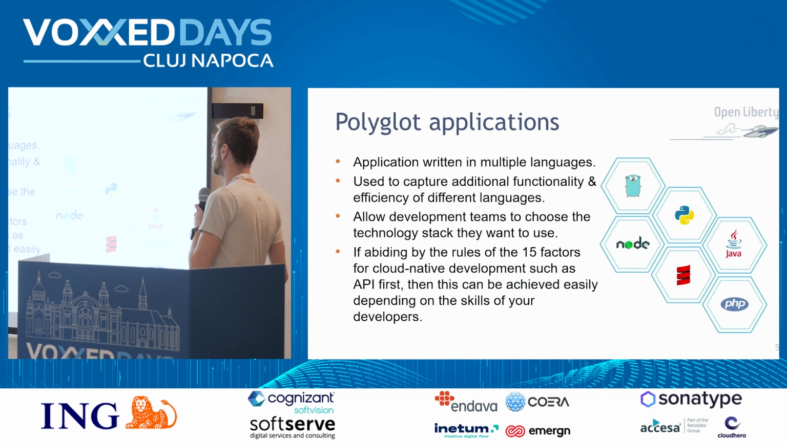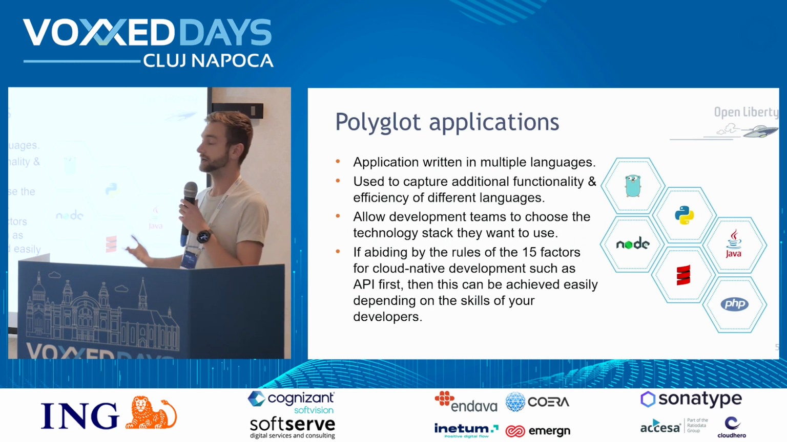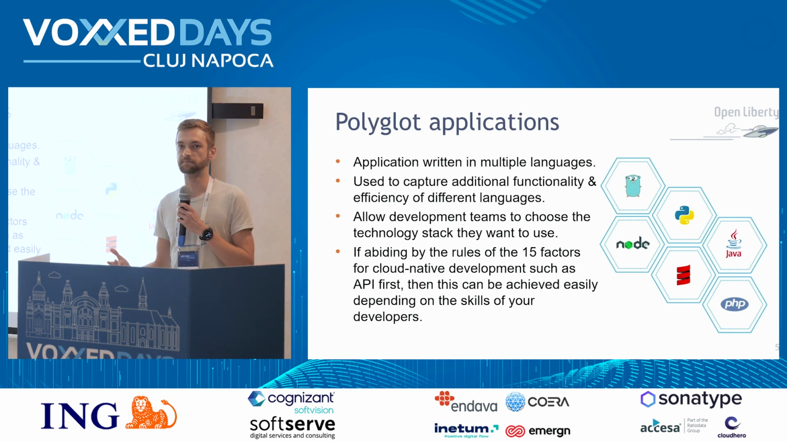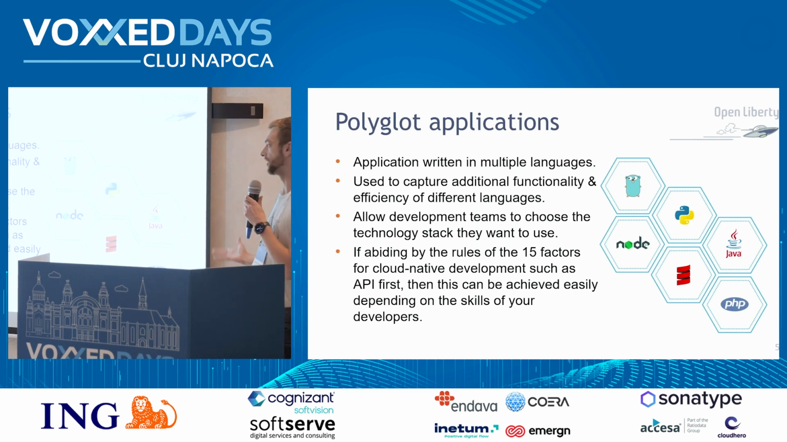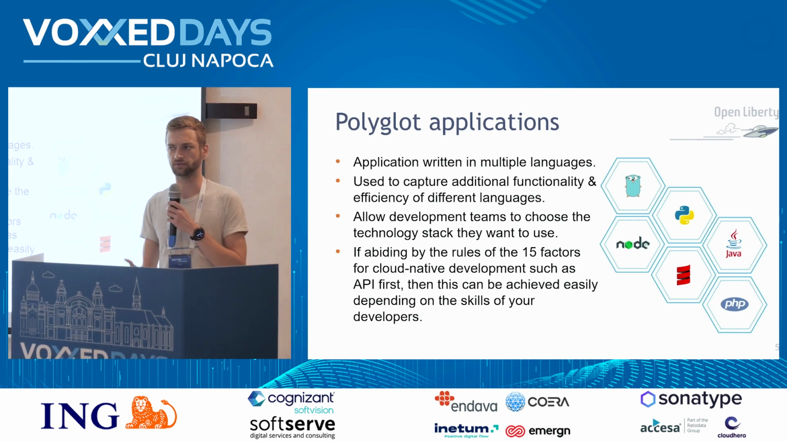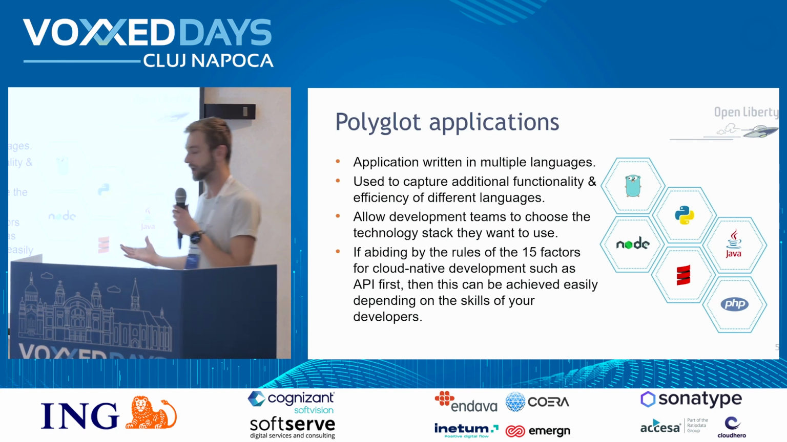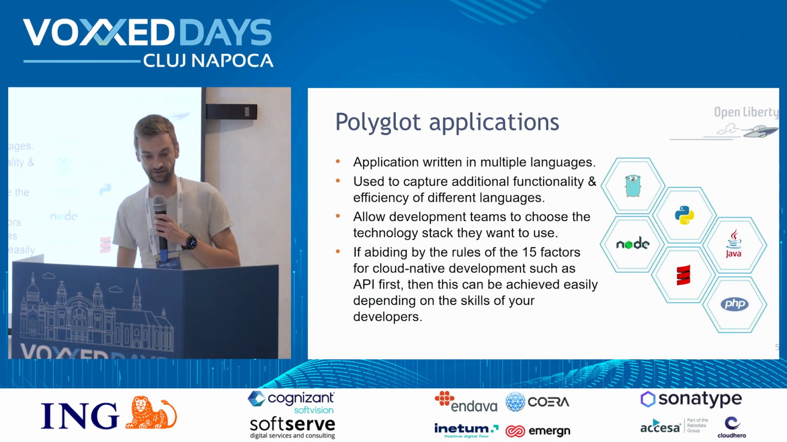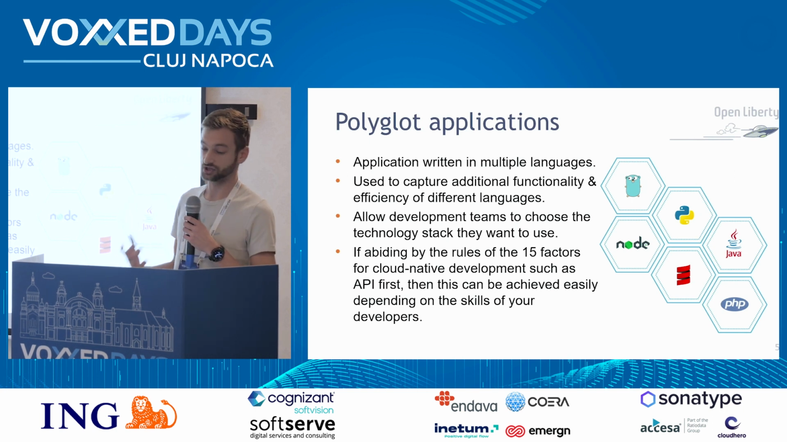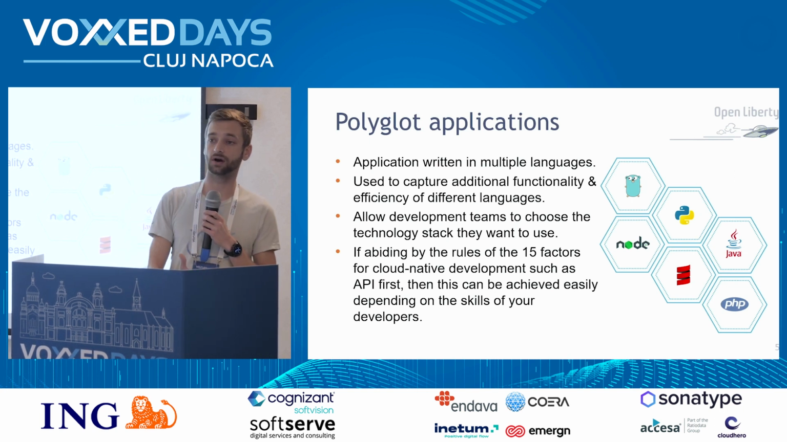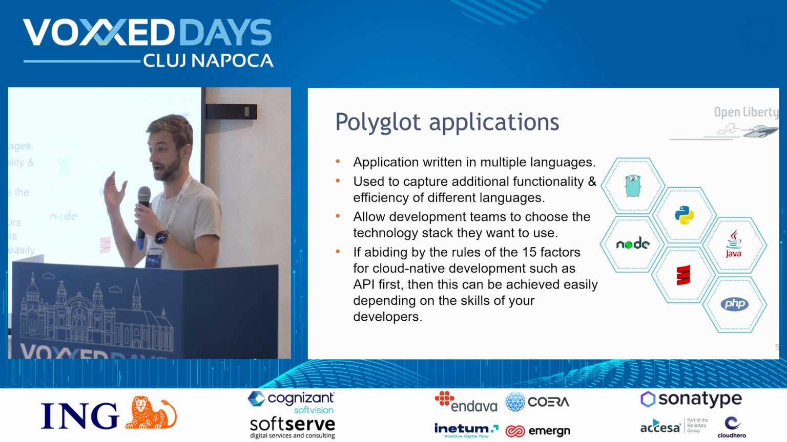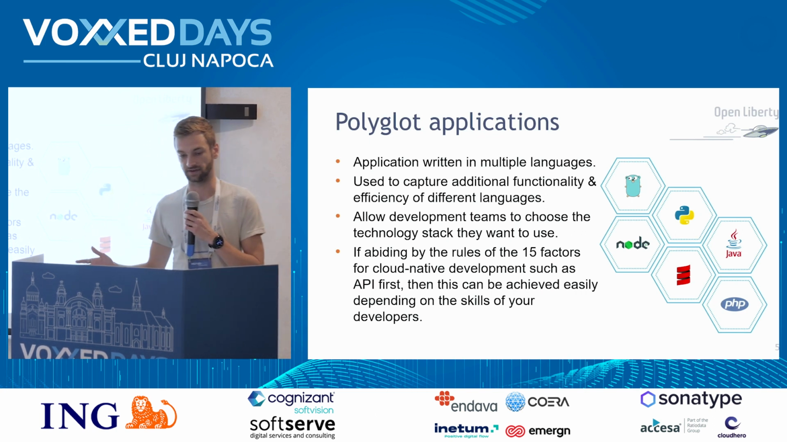So for example, in the product I work on, we are very prominently Java. But we do write stuff in Python, etc., where it makes sense. Java isn't the perfect language for every scenario. So using polyglot applications can help you in lots of different ways. It allows development teams to choose the technology stack they want to work on, rather than an organization saying you have to use Java, you have to use Python, things like that.